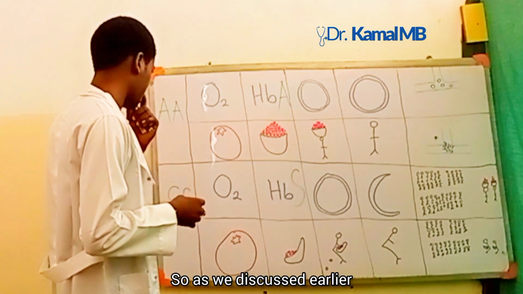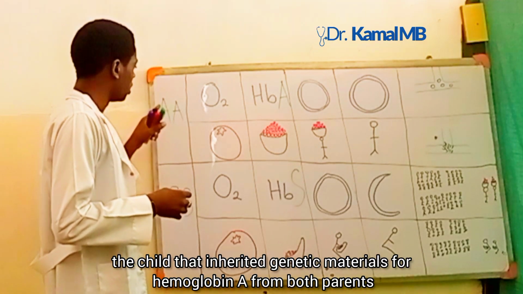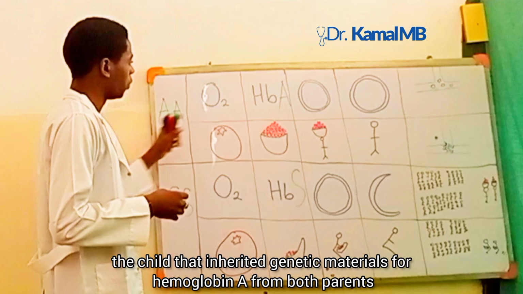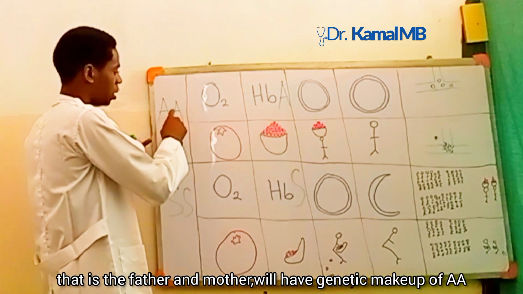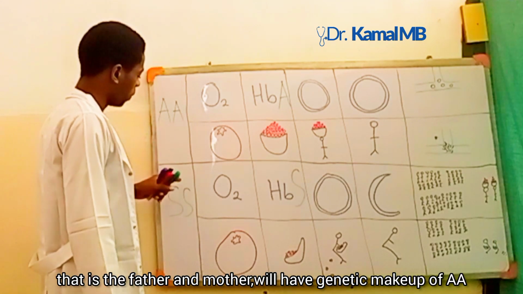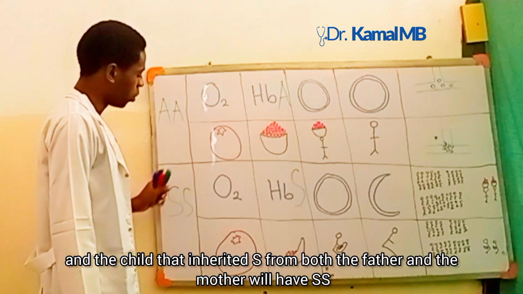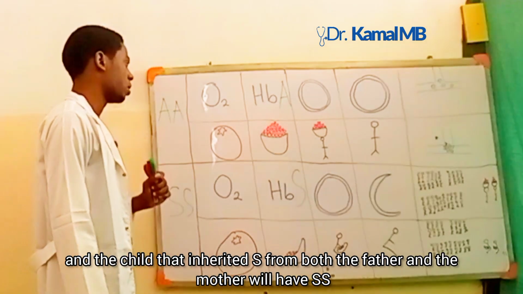So as we discussed earlier, the child that inherits genetic material for hemoglobin A from both parents, that is father and mother, will have a genetic makeup of AA, and the child that inherits S from both the father and the mother will have SS.